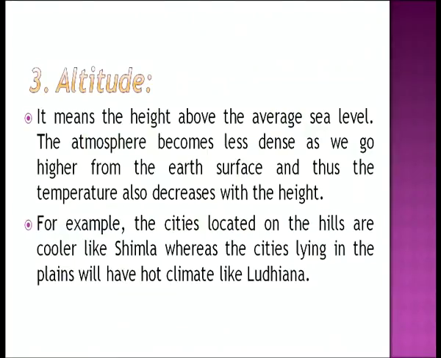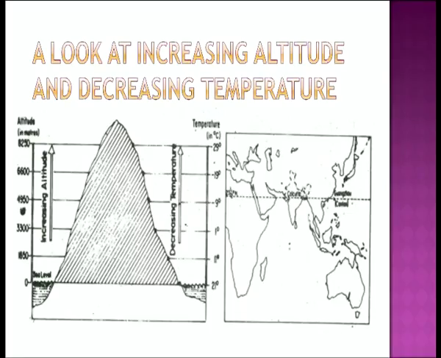Another factor is altitude. It means the height above the average sea level. The atmosphere becomes less dense as we go higher from the earth's surface, and thus the temperature also decreases with the height. For example, cities located on the hills such as Shimla will be cooler than cities on the plains such as Ludhiana, which has hot climate. Now look at this map which is showing how temperature decreases with increasing altitude.